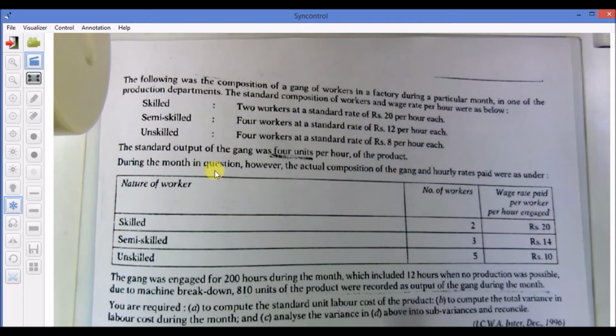So now what we need to do is, during the month in question, however, the actual consumption of the gang and the hourly rates paid were as under: skilled, semi-skilled and unskilled. The gang was engaged for 200 hours during the month, which included 12 hours for which no production was possible due to machine breakdown, and 810 units of the product were recorded.